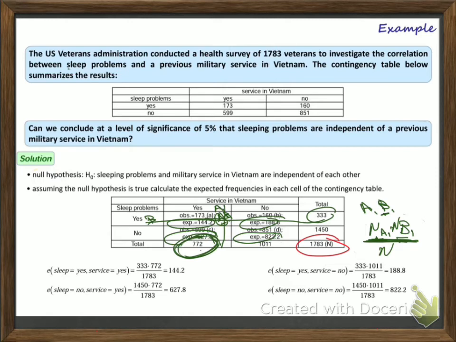For example, the second cell here, A1, B2. So I'll take the sum of A1, and the sum of B2. So 772 times 1450 divided by the overall n, and so on.